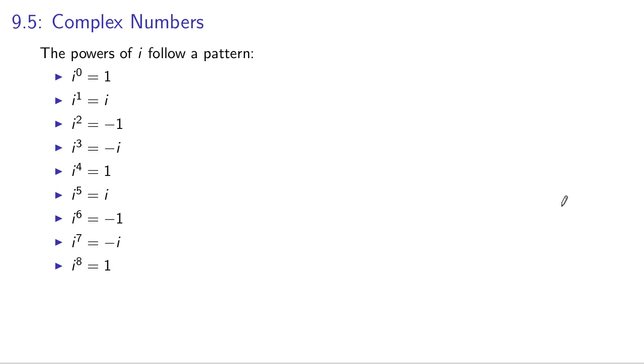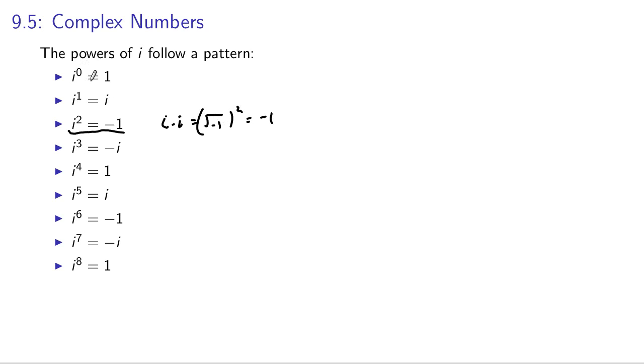Now, hopefully you noticed as we were going that we applied this idea a lot, that i squared is negative 1. Because i times i, I'll write that here, i times i was the square root of negative 1 squared, which is negative 1.